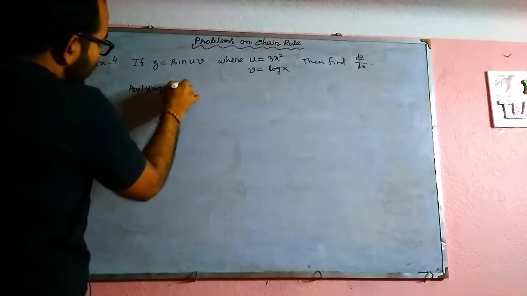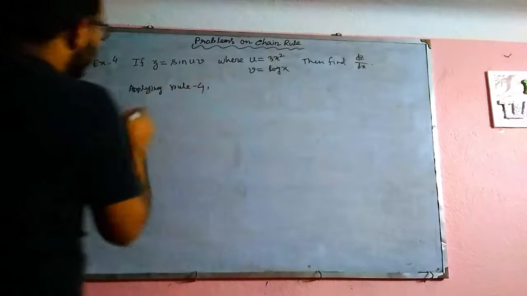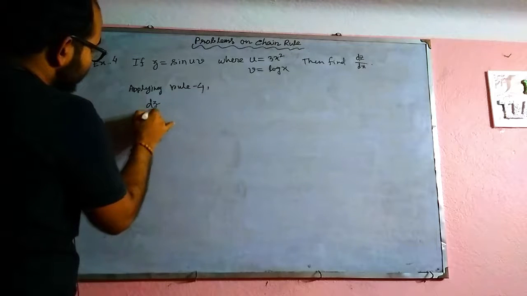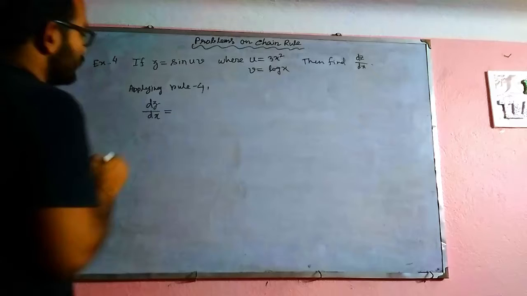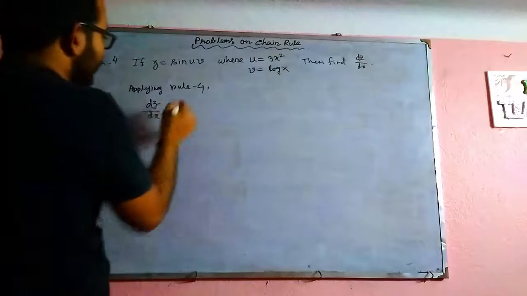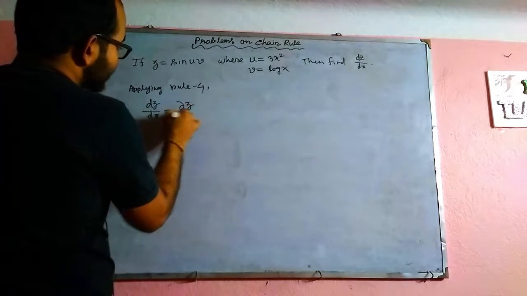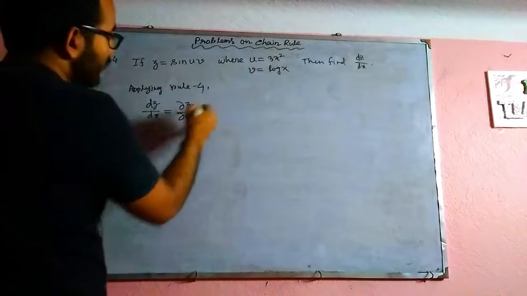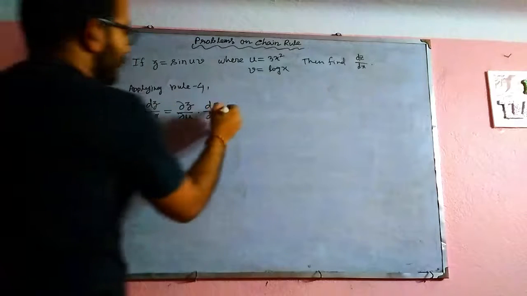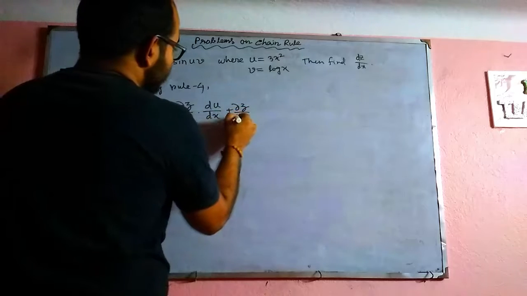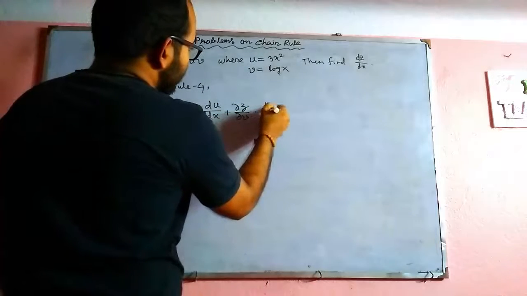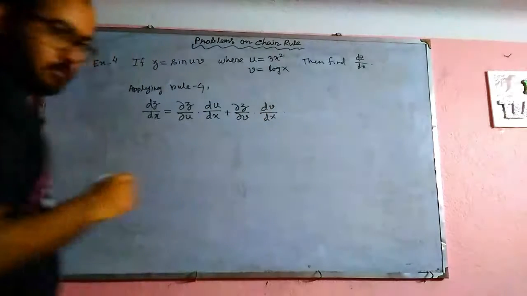Applying rule 4. Okay, what is rule 4? dz dx is equal to, see, apparently z is a function of u and v, so I have to write del z del u into du dx plus del z del v into dv dx.